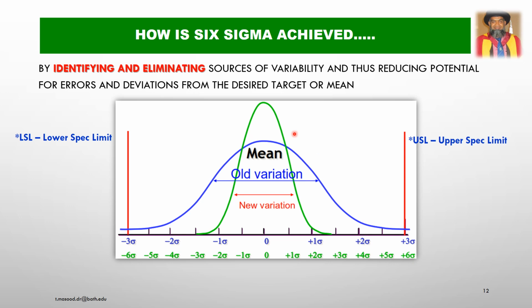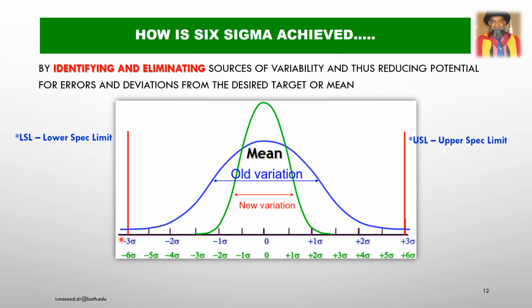Now on to my next slide. How is Six Sigma achieved? By identifying and eliminating sources of variability, and thus reducing the potential for errors and deviation from the desired target or mean. If you can see here, the left side is my lower specification limit and the right side is my upper specification limit. In blue, I first demonstrate plus minus 3 sigma in blue curves, and you can see the blue curve has a large variation compared to the mean value. This is my mean value here.